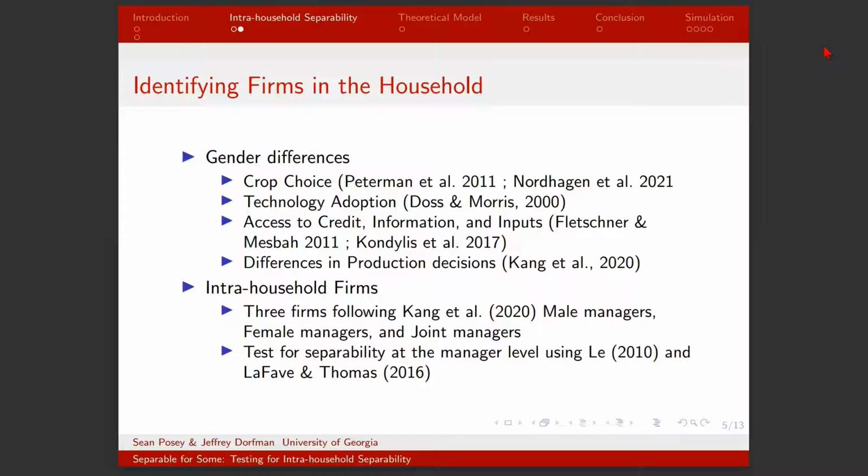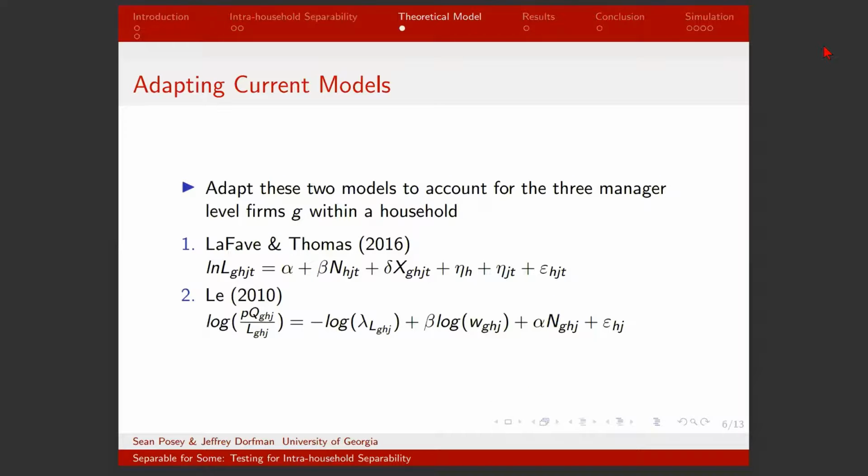Then I look at these three managing regimes, male, female, and joint, and I test for intra-household separability at that level by adapting these separability models. I adapt two models. LeFebvre and Thomas uses panel data and tests whether household demographics and composition, mainly the number of family members in certain age groups, are correlated with labor demand. The reason I added Lee was because it's a non-panel model, and there is a lot of data where you just don't have a panel, specifically gender disaggregated panel data. So this is a different model that can be used in other data sets where a panel is not an option.